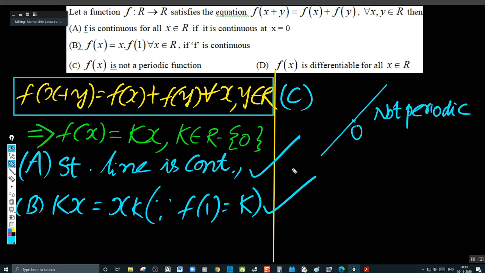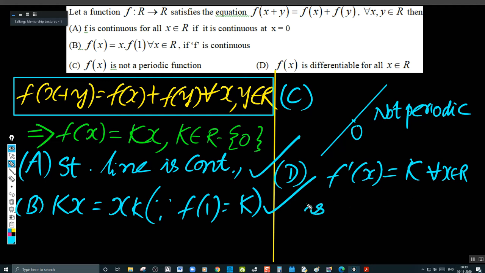Next one is D, differentiable. Differentiable भी है. Obviously, f dash x is equal to k for all x belongs to R. Is differentiable. See, understand, this is not that easy a problem if you don't know that functional equation.